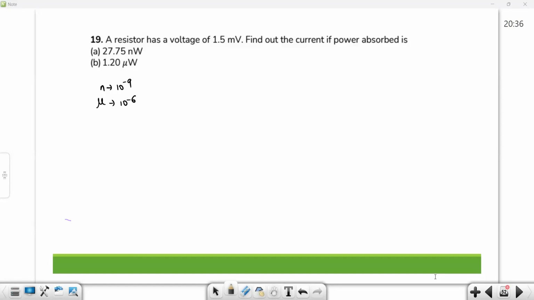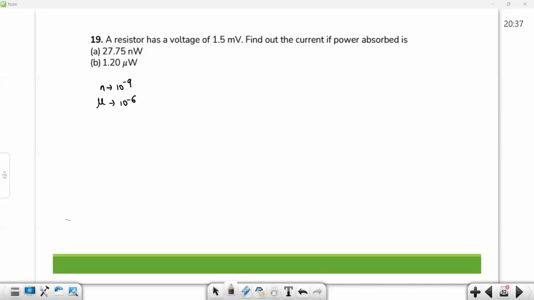And Prasanna, 0.8 milliamperes. It is correct. 0.8 milliamperes is correct. And for A, okay, Lavanya, yes. Yes, now you are correct. It is microamperes. Fine. Yes.